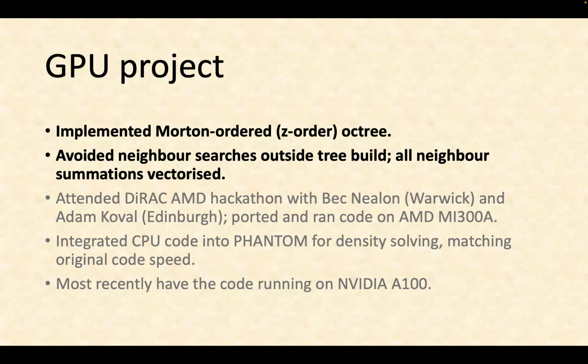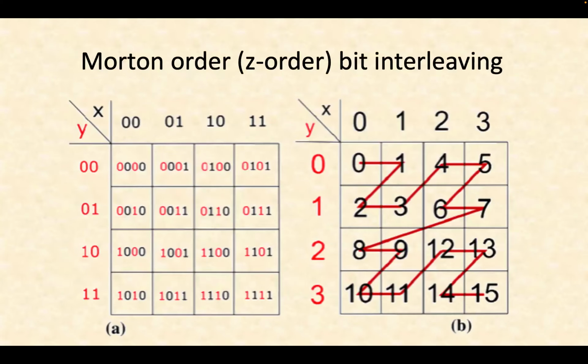The method I've used completely avoids neighbor searches and neighbor lists outside of the tree build itself. So once you've built the tree, you know exactly where you're going through the walk, and you don't have to worry about any of that. And all of the summations of neighbors are vectorized. So I'll show you how it's achieved in this particular case. Some of you will be familiar with this, I'm sure lots of you maybe aren't, so apologies if I go through it slowly.